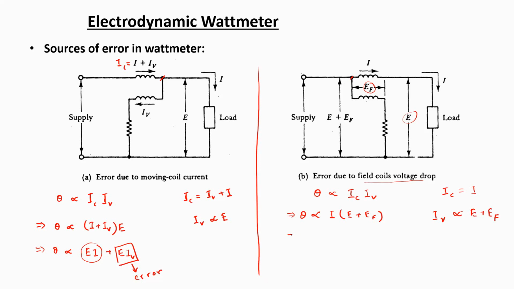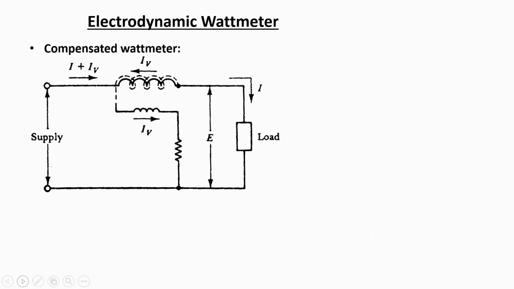Now again, if we separate it into two parts, then this additional term over here is going to be the source of error in this case. And for this type of connection, the source of error results from the potential drop across the fixed coils or the field coils. So to mitigate the possible sources of error, compensated wattmeter configuration can be useful.